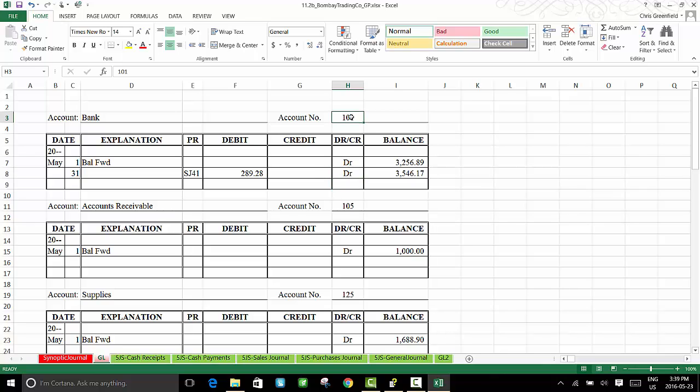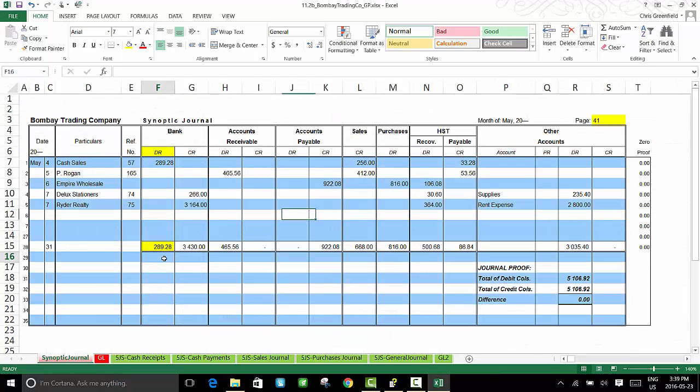So I'm going to take my account number from here, which is 101. I'm going to go back to the Synoptic Journal, and underneath where I got that total, I'm going to put in number 101. This is my account number. This is like my posting reference. Same thing I'm going to do now, only this is for the total of the credits, 3430.